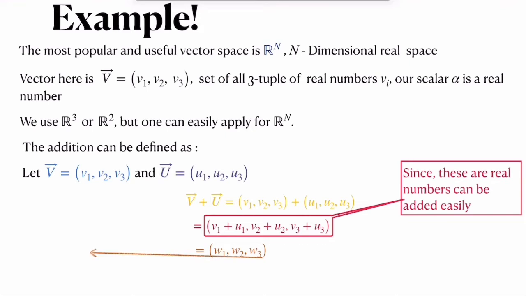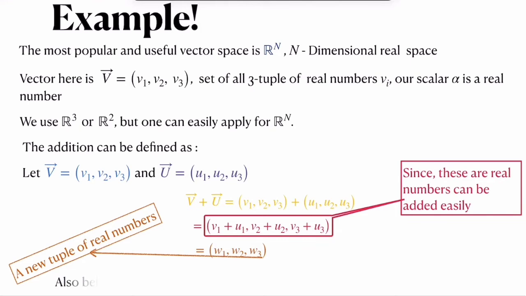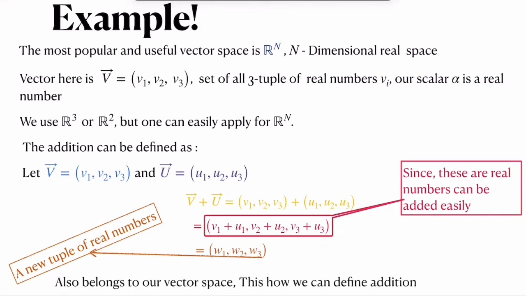If we define addition in this way, the result of adding two vectors also belongs to our vector space, and it satisfies all the properties of the vector space. So that is how your testing goes. This may look very trivial, but it needs to be done. Of course, let's look at the simplest example.